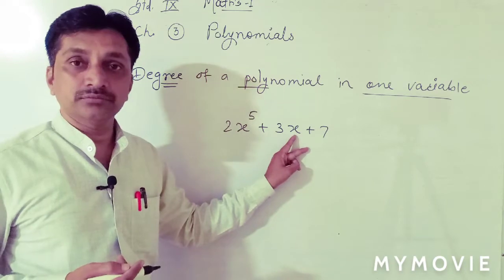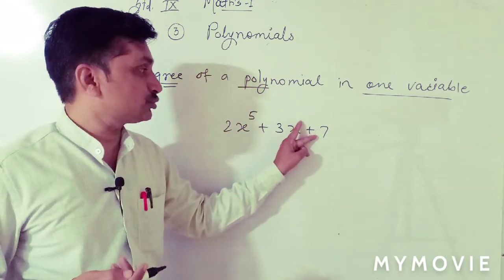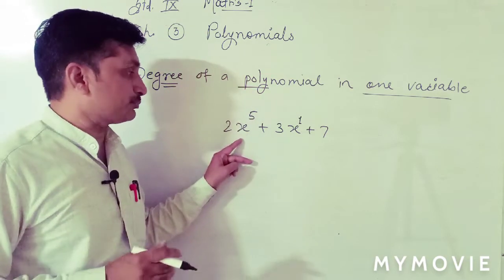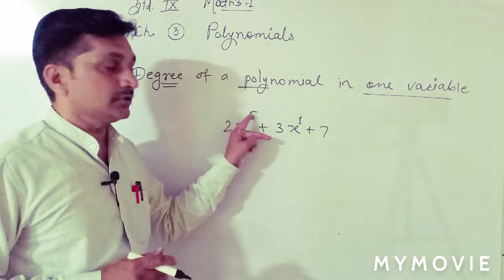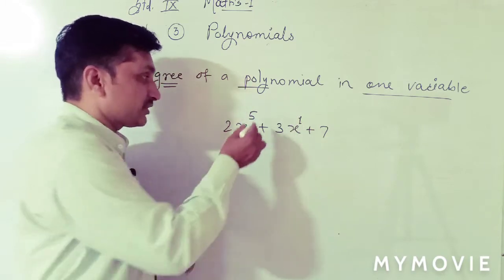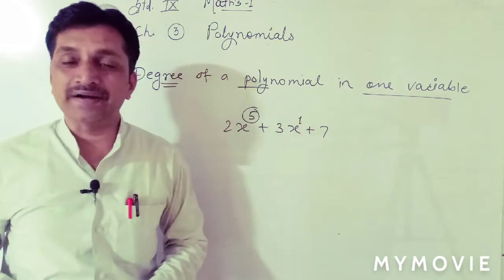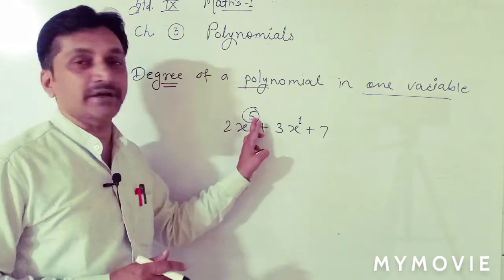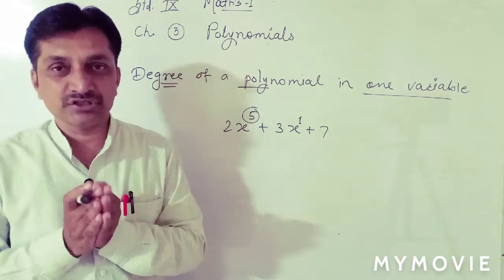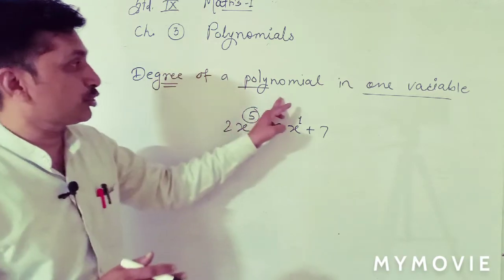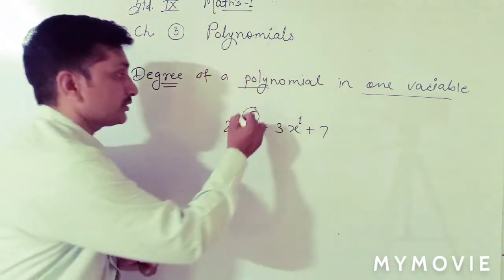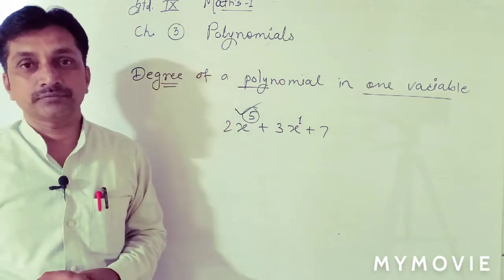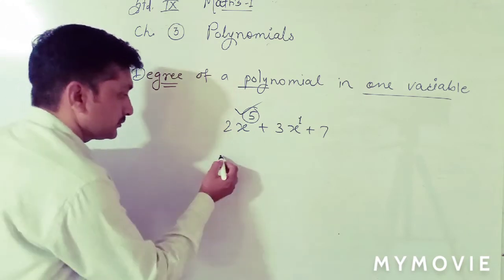What is power or index of this? Here is 1. Index of this is 1. What is index or power of this x? 5. Then 0, 1, 5. What is the highest index or highest power? Highest power is 5. That's why degree of this is 5. Highest power. Therefore, definition is that in case of degree of polynomial in one variable, highest power is called degree of that polynomial.